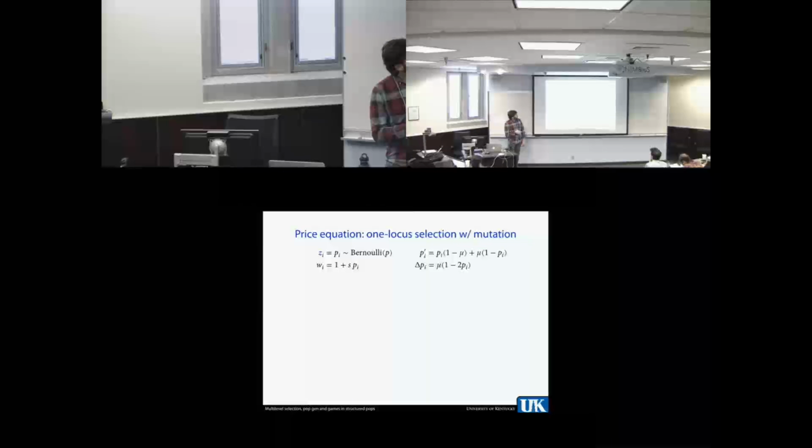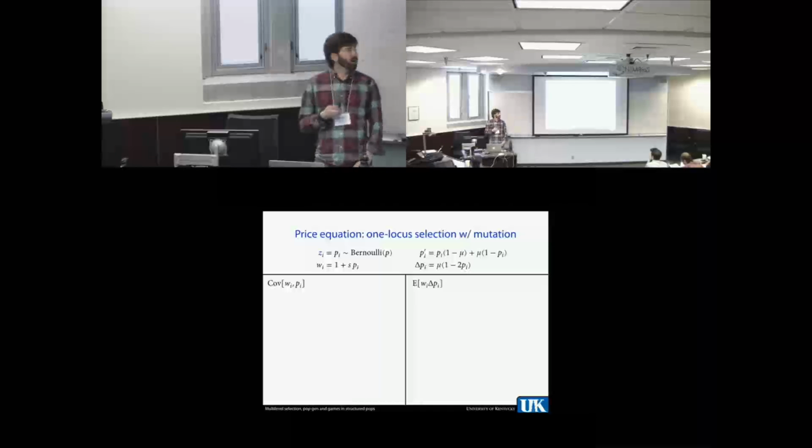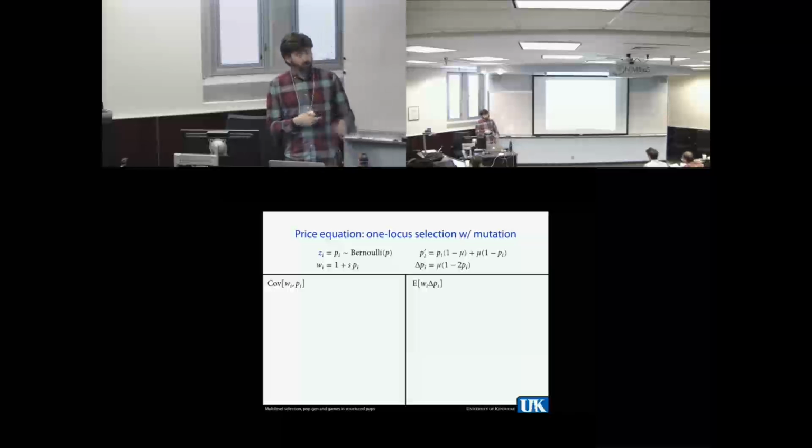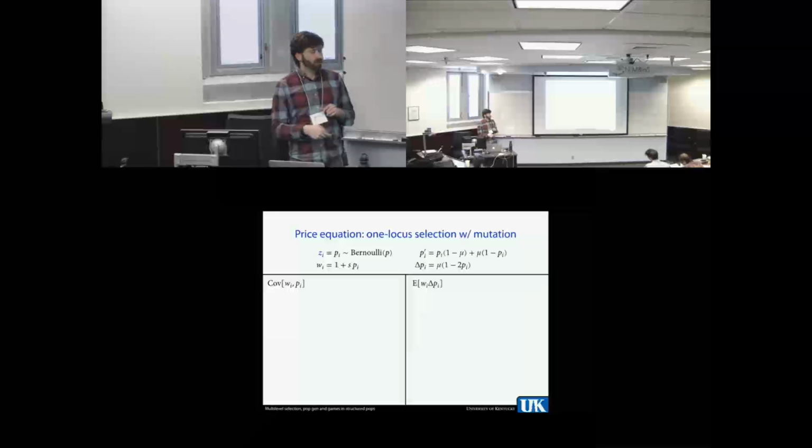Then we'll let these genes mutate as well. With probability 1 minus mu, it's transmitted perfectly to offspring, and it's the same value. And with probability mu, it changes to the alternative type, so maybe from a big A to a little a. So then this is the total change just due to the mutational effect. And with these components alone, we can calculate these two different pieces: the covariance, the change due to selection, and the change due to transmission.